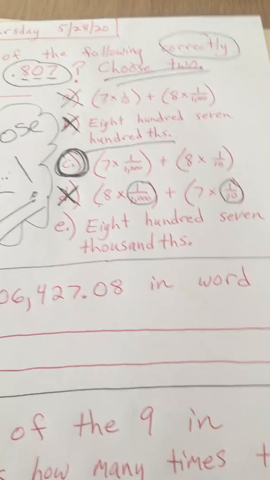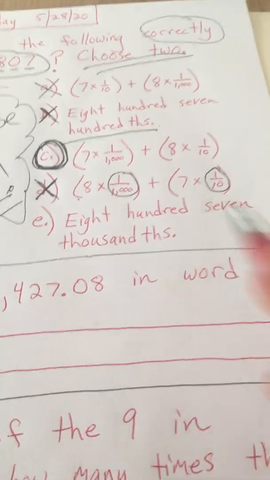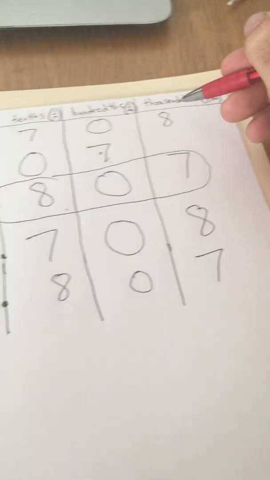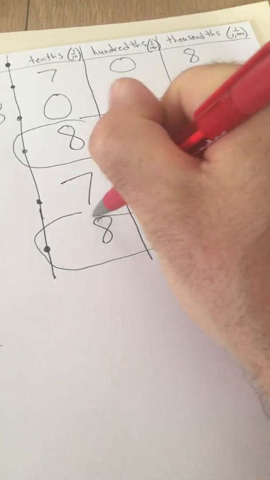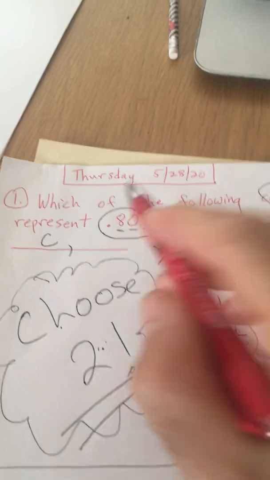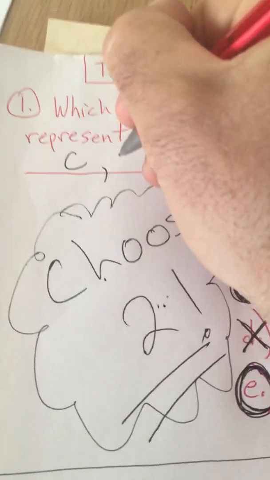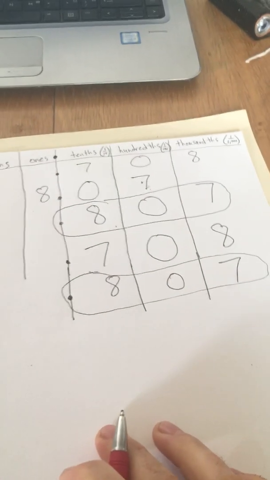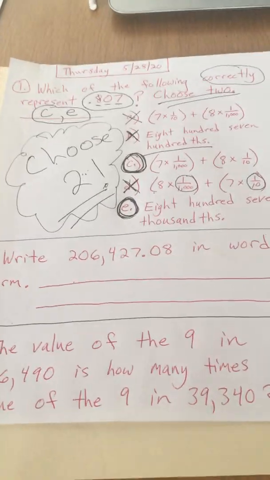And last one, it must be this answer, but I'm still going to solve it. 807 thousandths. 807 lands in the thousandths place, so it is 0.807 or 807 thousandths, just like we're looking for. So E is the second correct answer. We have C and E. We chose two. We worked out every one of them carefully to make sure that we chose the correct two, and we're done with part number 1, C and E.